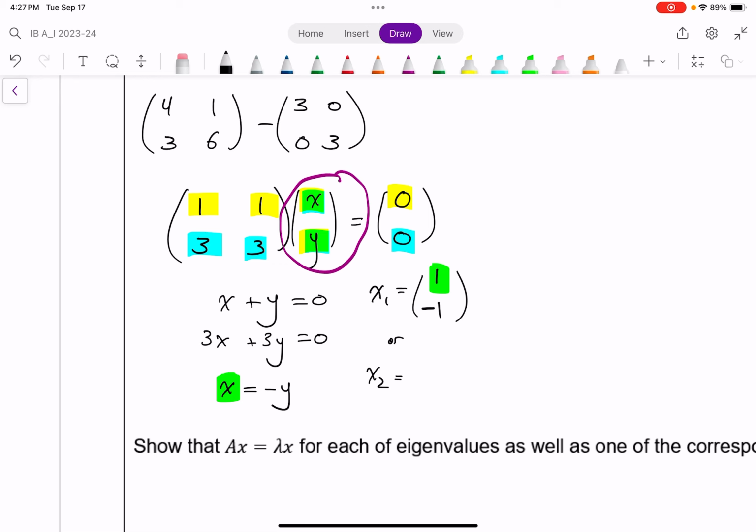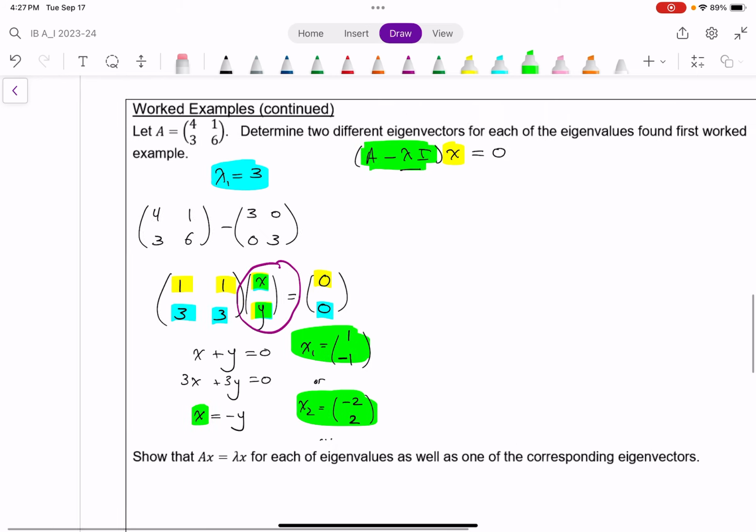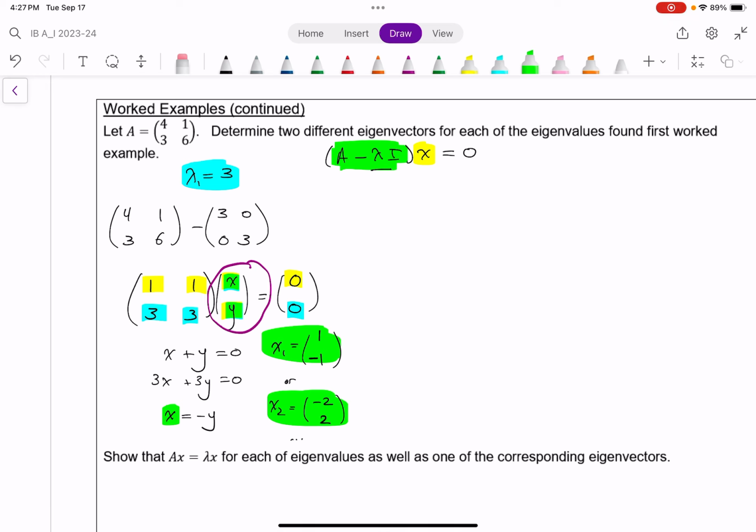So another possibility, let's go crazy and make x negative 2. And so if x is negative 2, then y is the opposite of that. Y is positive 2. And I could spend the rest of my life coming up with different possible eigenvectors. There's an infinite number of possible eigenvectors for a single eigenvalue. All right. And I still haven't told you what this represents. But that said, I have found 2 different eigenvectors for this one particular eigenvalue.